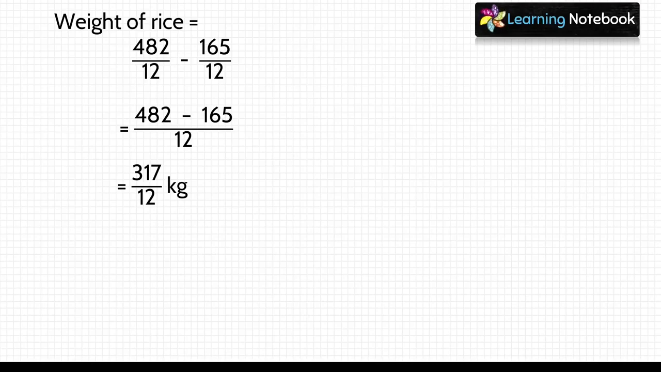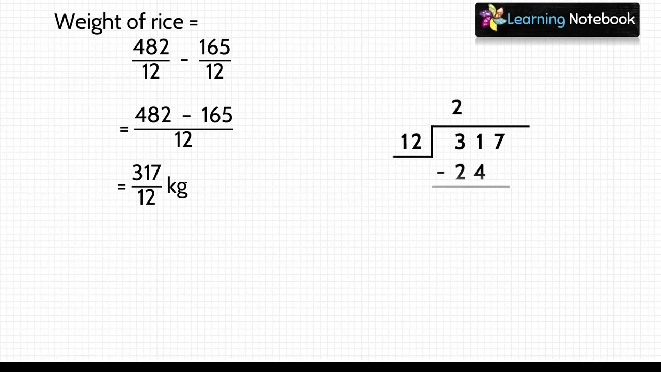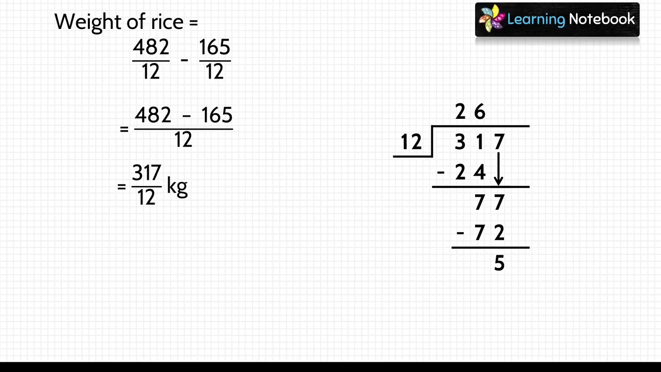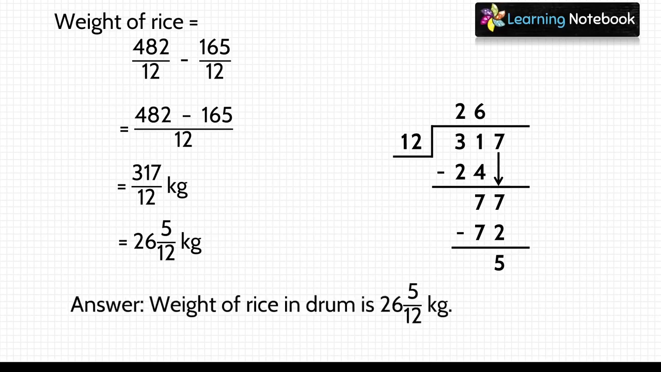Now this is an improper fraction. Let's convert it into a mixed fraction. So we will divide 317 by 12. We get the remainder as 5 and quotient as 26. So the mixed fraction is 26 5/12. So this is our answer. Let's write the answer statement. Weight of rice in the drum is 26 5/12 kilogram.